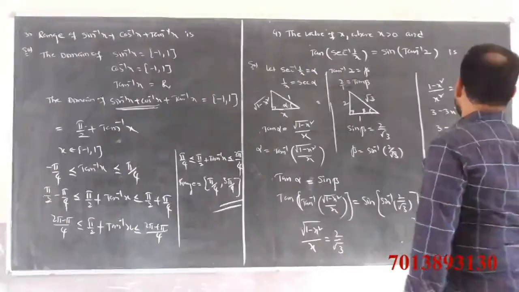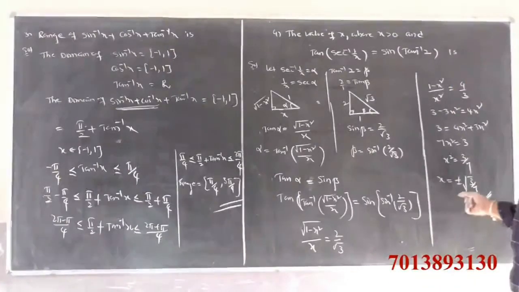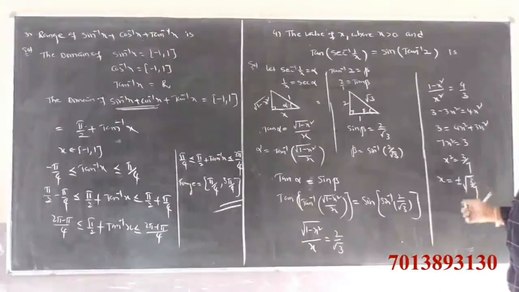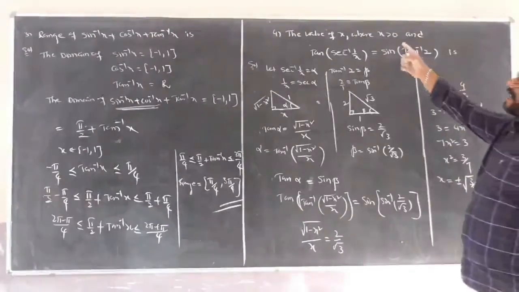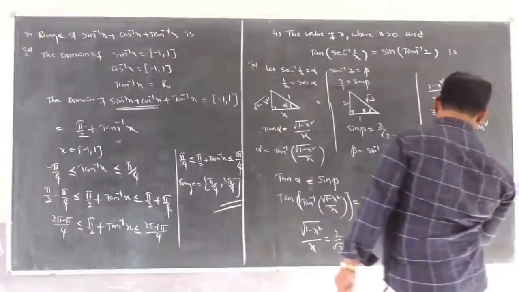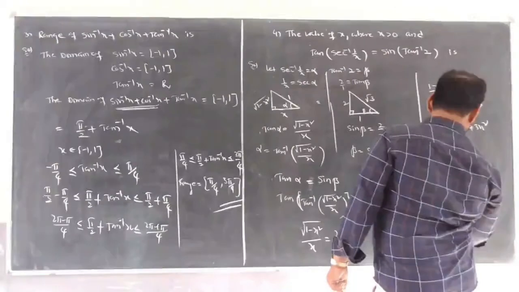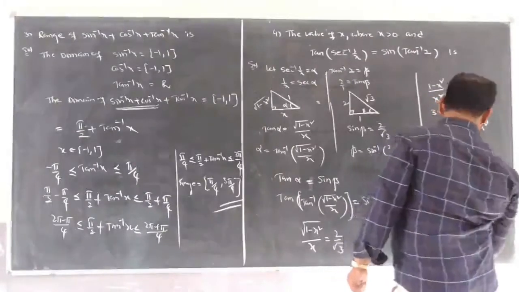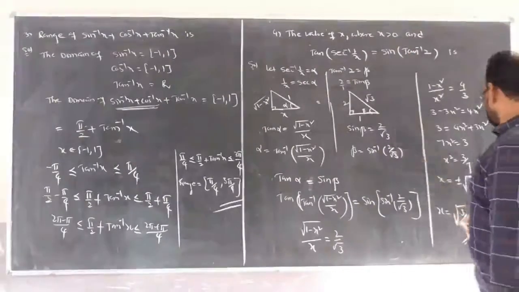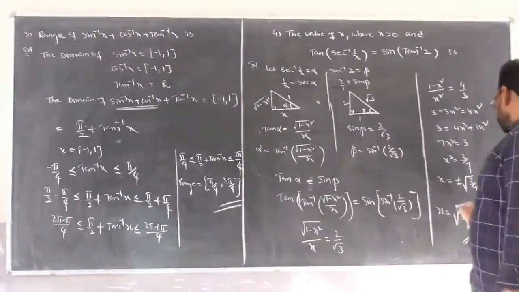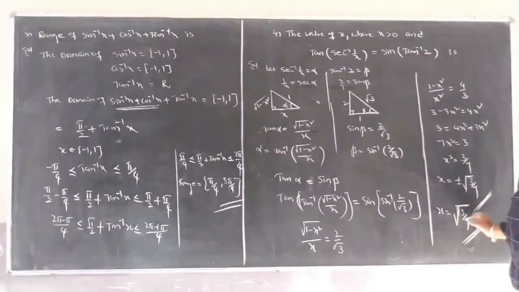So what is the value of x? X is plus or minus square root of 3 by 7. Since x is greater than 0, x is equal to square root of 3 by 7. That is the answer.